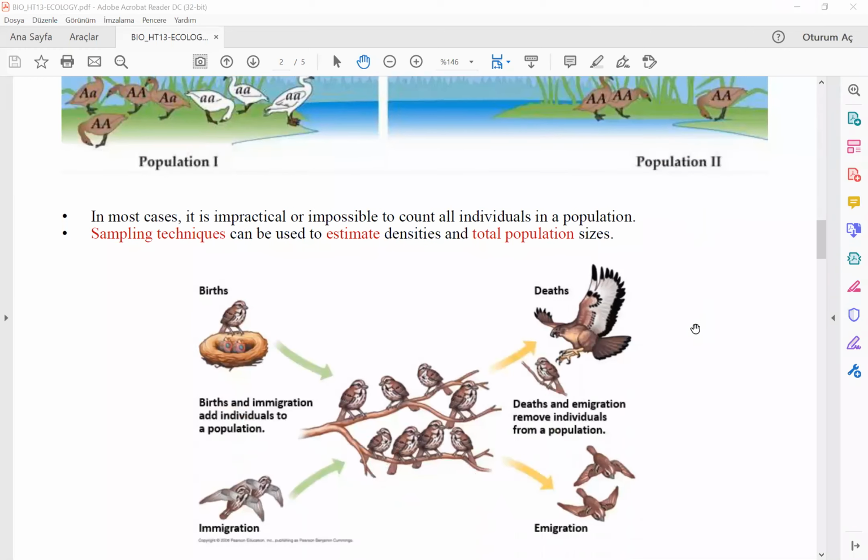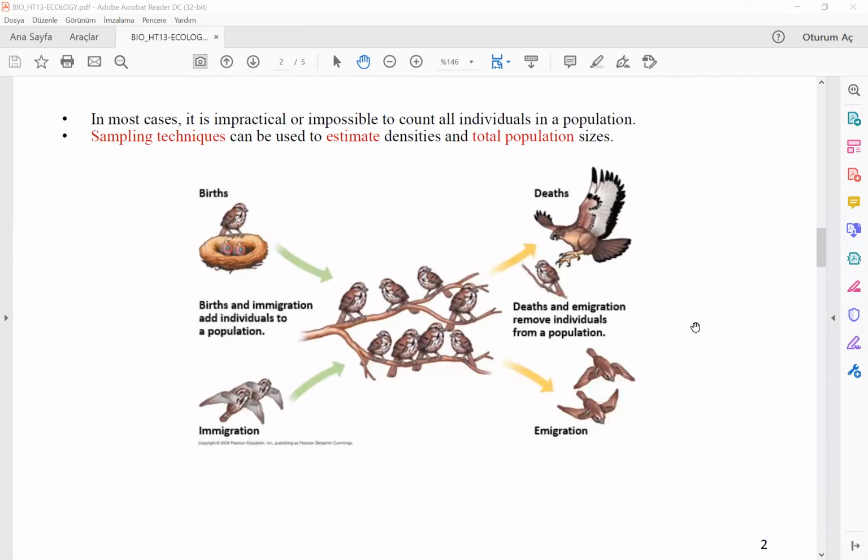In most cases, it is impractical or impossible to count all the individuals in a population. Therefore, demographers use sampling techniques to estimate densities and total population size. We said that births and immigration increase the population size, and deaths and emigration decrease the population size.